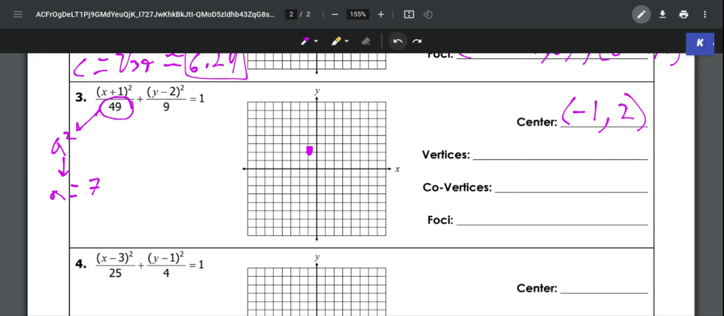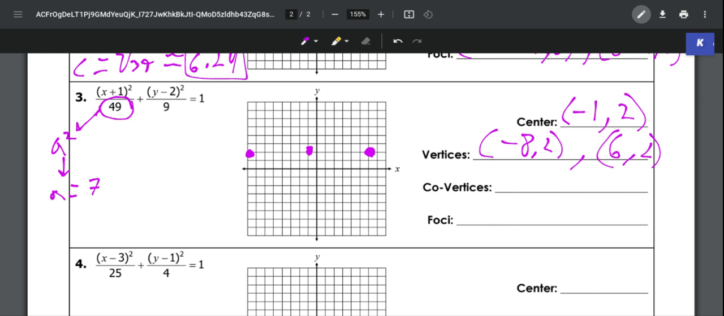So 1, 2, 3, 4, 5, 6, 7. That'd be right here. And then we're going to go 7 units to the left. So 1, 2, 3, 4, 5, 6, 7. That'd be right here. So those are our vertices. So all we have to do now is plot those points, or look where those points are plotted, and the ordered pair for each are going to be our vertices. So our first set is going to be -8, 2. Our second set will be 6, 2. So that's each of those endpoints for our vertices.